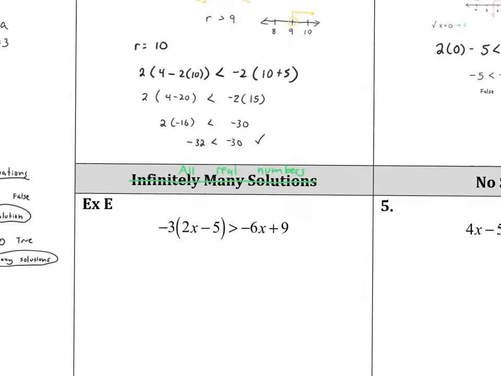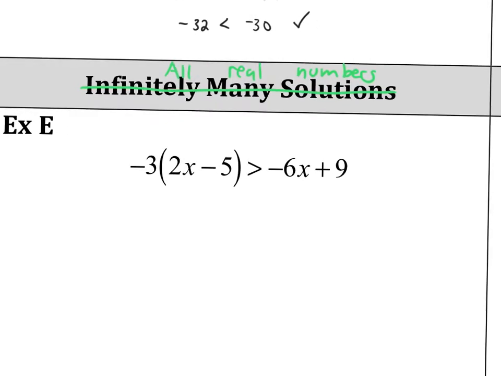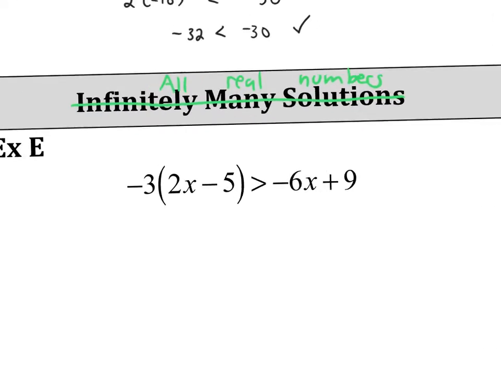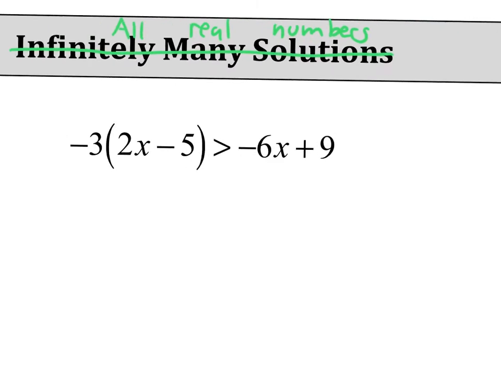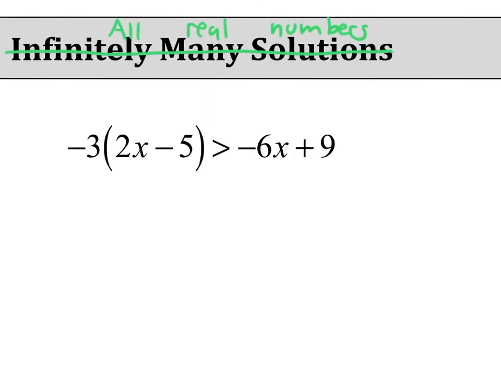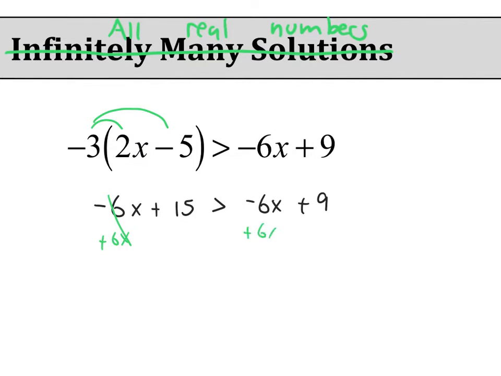So on occasion, of course, we could come up with infinitely many, as the book says, but a better reading of that would be all real numbers. So as we walk through here, we'll go step by step. The negative 3 distributes here to get negative 6x plus 15, greater than is still the same, negative 6x plus 9. Now I'm going to add 6x to both sides in order to collect my variables, like so, but it turns out the 6x's go away.